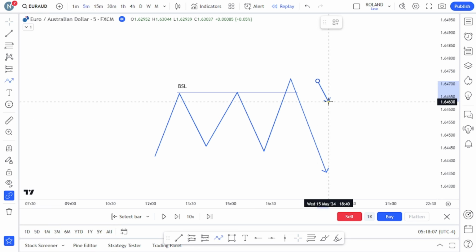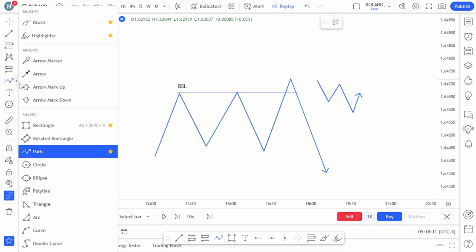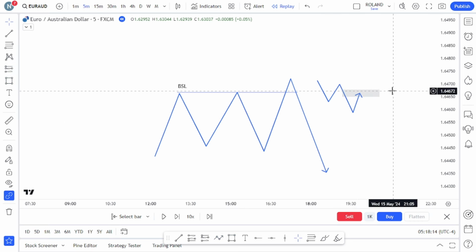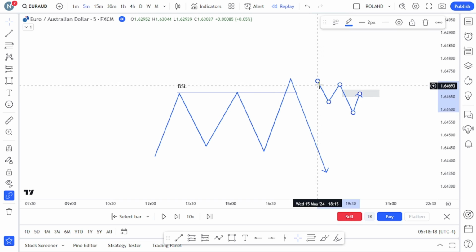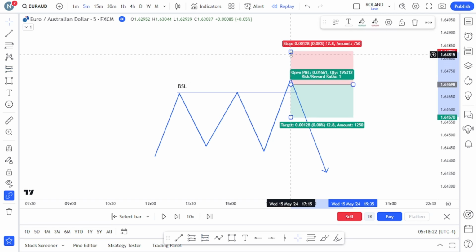tell you to look for a market structure shift on the lower time frame before you get in. Okay, before you get in. But in turtle soup, you're not looking for confirmation, you're getting in that trade just like that. That's the difference, and that's why turtle soup is unique.